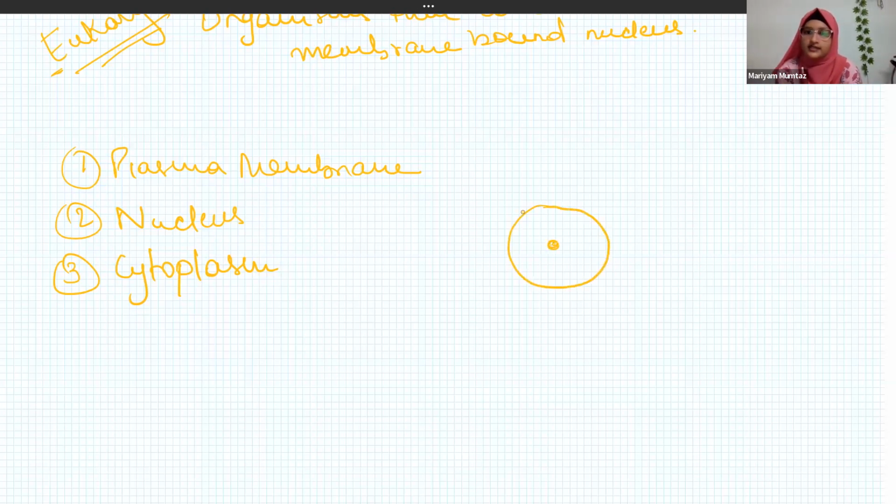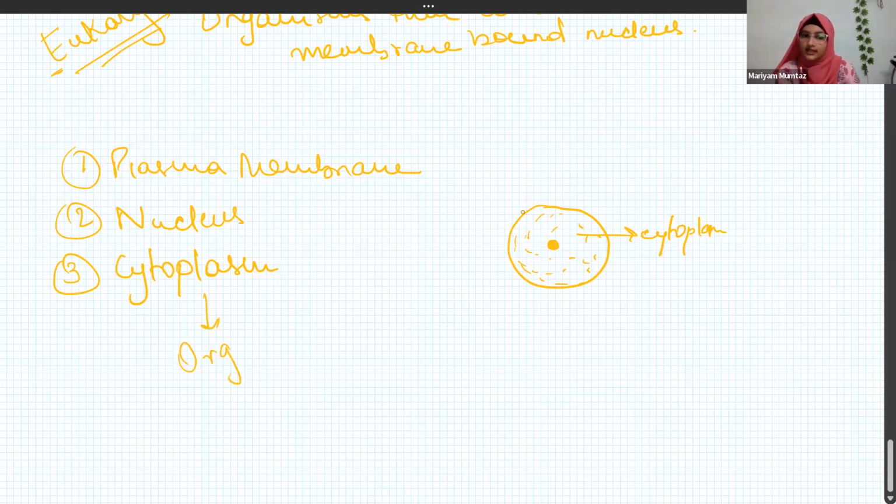Yes, it holds the organelles. So if this is the cell and this is the nucleus, then everything that is present here is the cytoplasm. Now in the cytoplasm, we have what? We have organelles. Yes, organelles are present here in the cytoplasm.